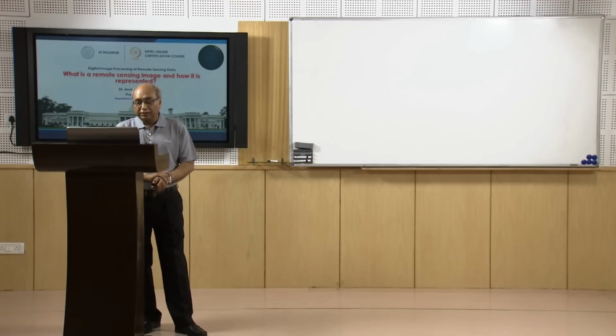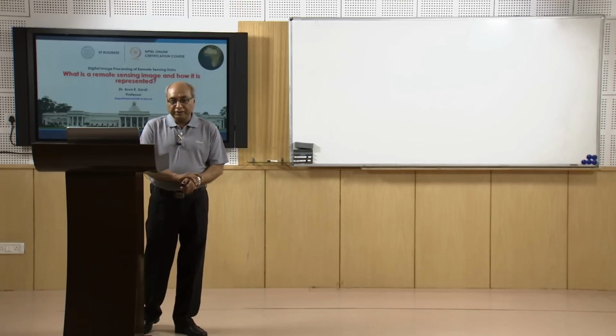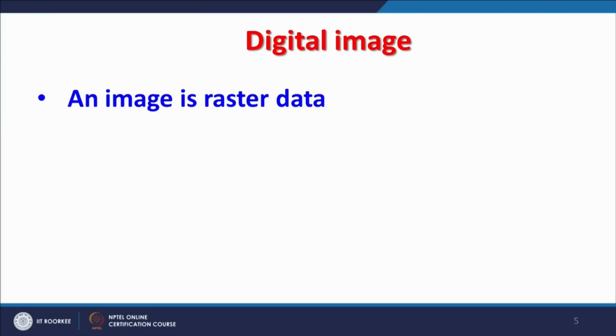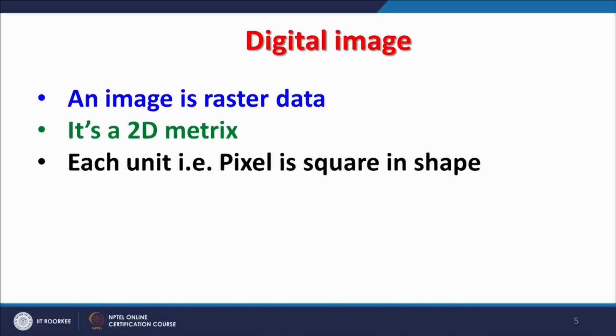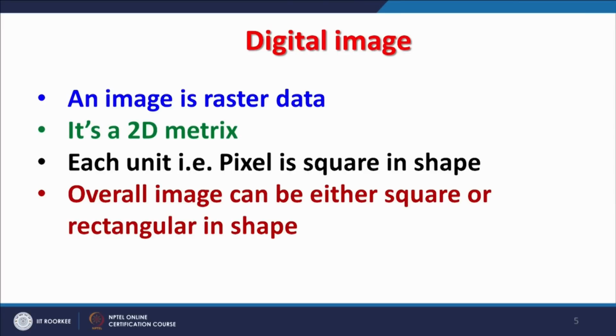One is in remote sensing, introduction to remote sensing, and introduction to GIS, in which raster, vector and TIN and other models have been discussed. So an image is a raster because it's a two-dimensional matrix, and each cell here, which we call a pixel, is square in shape. It is a two-dimensional matrix, and the unit is a square, which we call a pixel. As I have already mentioned, the overall image can be either square or rectangular in shape.